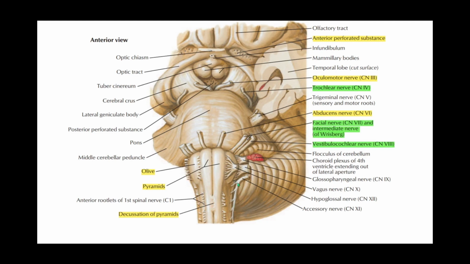We have the accessory nerve, which is the 11th cranial nerve. So we have the olive, and to the front of the olive we have the hypoglossal nerve emerging, the roots of the hypoglossal nerve, and behind we have the 9th and 10th cranial nerves, the glossopharyngeal and the vagus nerves emerging. Let's proceed.